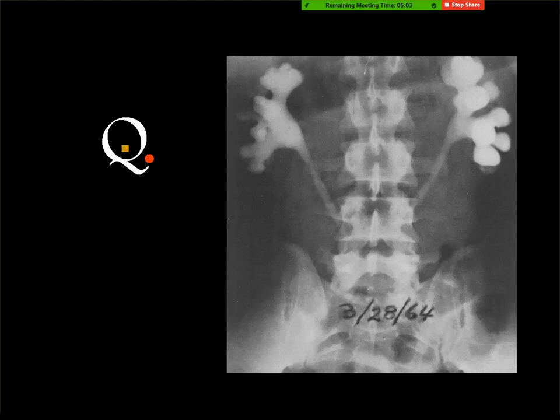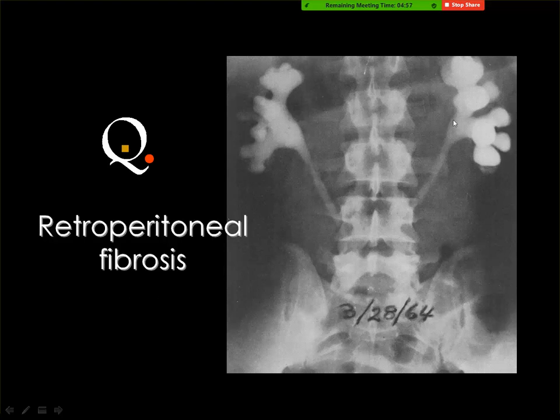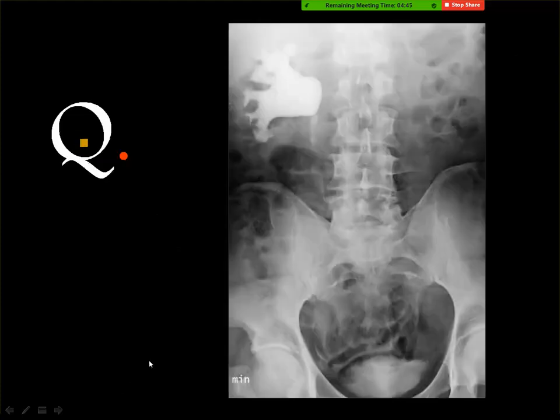Retroperitoneal fibrosis. Yes, and this is retroperitoneal fibrosis because of the medial deviation of both ureters and the back pressure effect on both kidneys. And this is the famous appearance and is usually seen in the era of IVU.